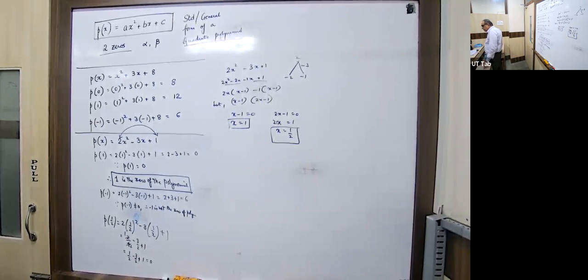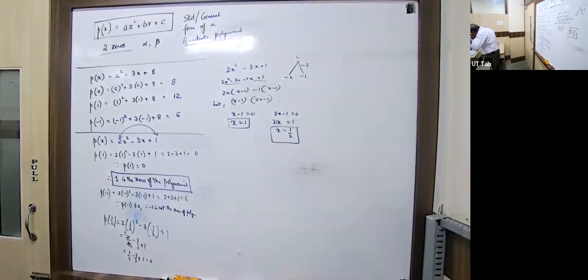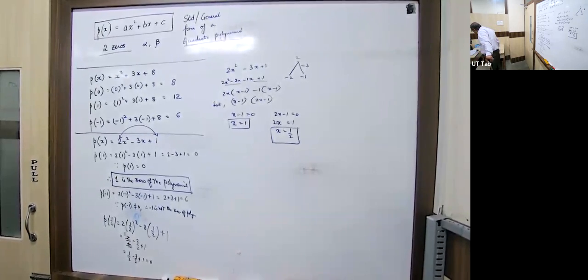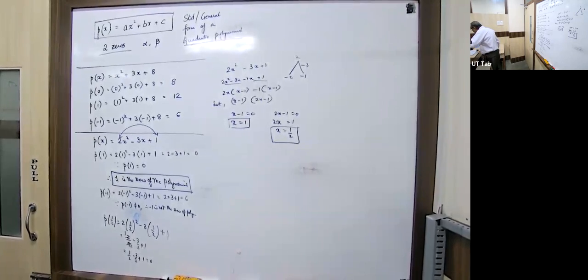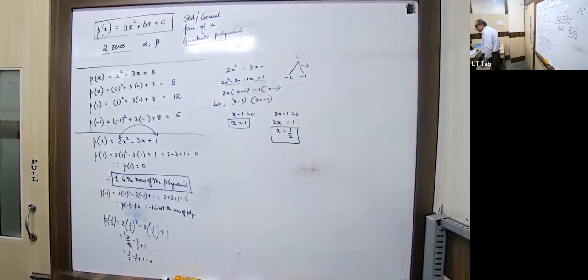And we can find out the zeros by putting the value of x, that is using the concept of value of a polynomial, or by splitting the middle term, getting two factors, equating both those factors to 0, and getting your value of x. Clear?